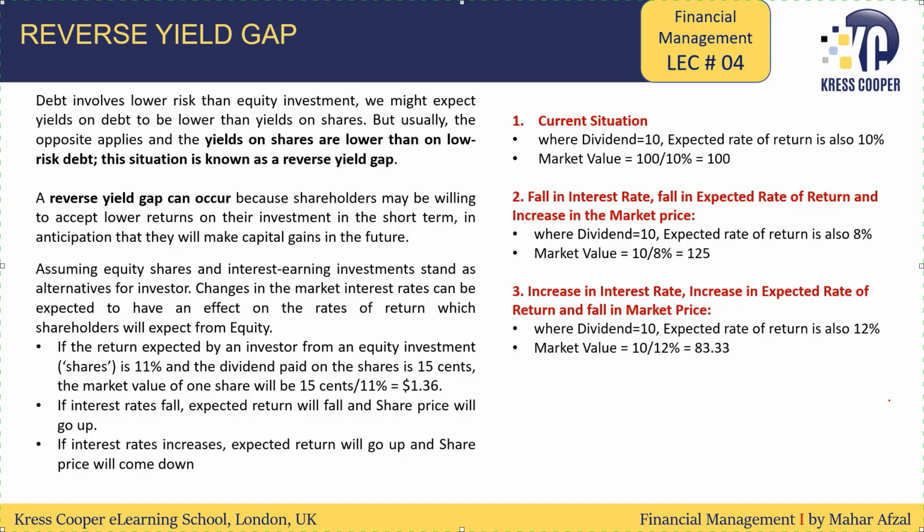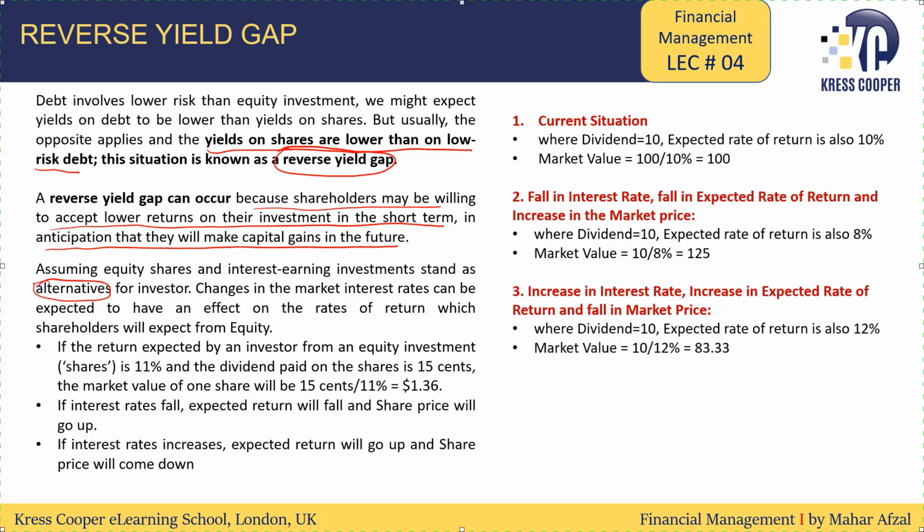But in certain situations, yield on shares, yield on equity is lower than the yield on debt. This is called reverse yield gap. What is the reason for this? They said this can occur because the shareholder may be willing to accept lower return on their investment in the short term in anticipation that they will make capital gains in the future. So based upon the expected capital gains, they are accepting the lower return now. This process is called reverse yield gap.